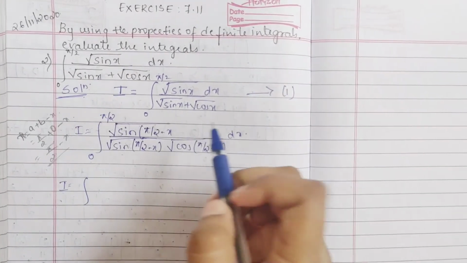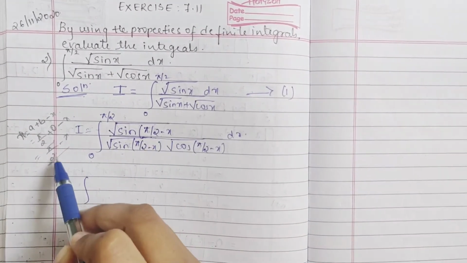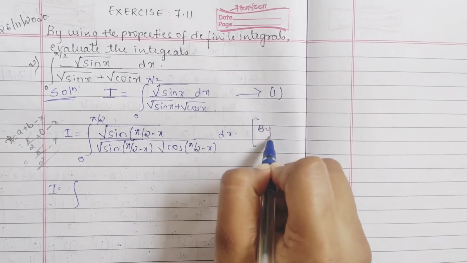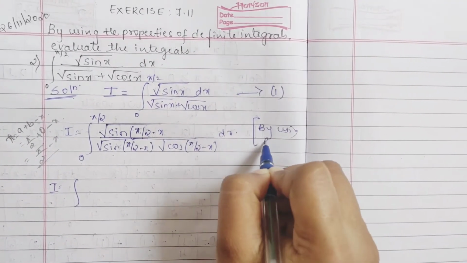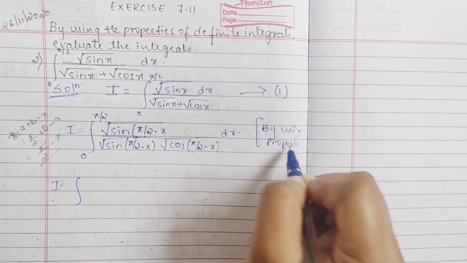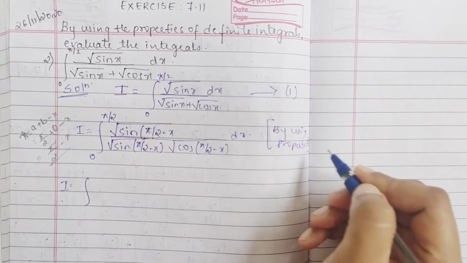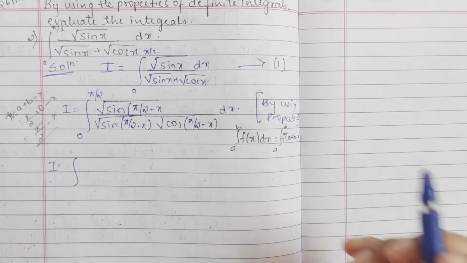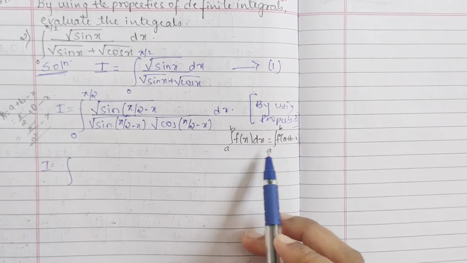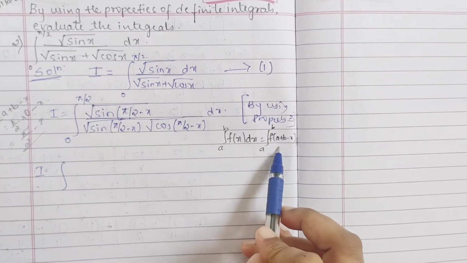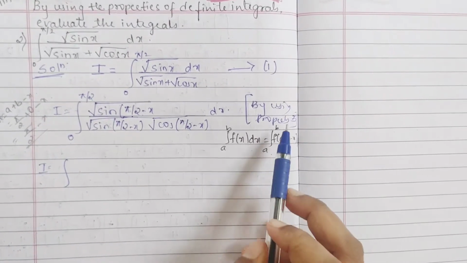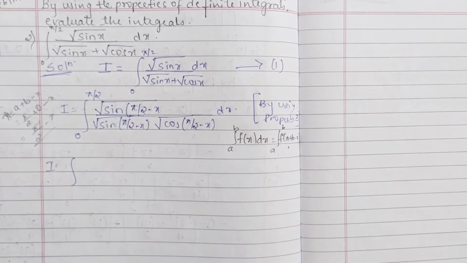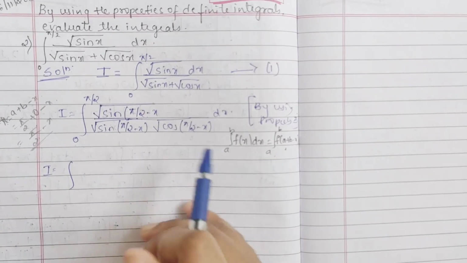So we will apply our property 3. In place of x, what I have put? Pi by 2 minus x, right? By using property 3. You write that property. What is that property? Integration a to b f of x dx is equal to integration a to b f of a plus b minus x dx. So here your a is 0, your b is pi by 2. Applying the same, you will get pi by 2 minus x.